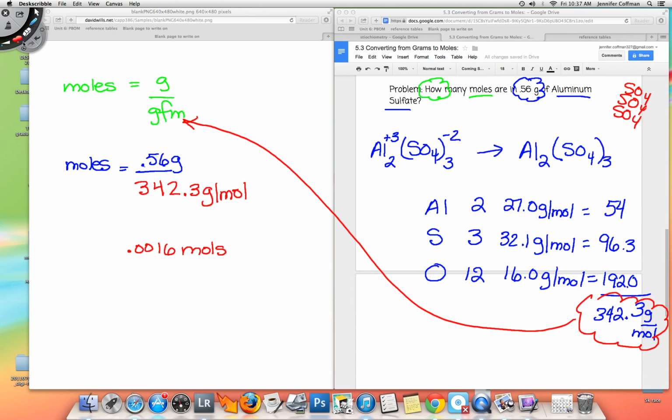So we've got 0.0016 moles. Now if you really want to get fancy, if they ask you to write it in scientific notation, we could write this as 1.6 times 10 to the negative 3 moles. Okay, I didn't make a mistake here. The E is optional. You can write M-O-L-S or M-O-L-E-S. Okay, so this one is a little bit more complicated, but I think we did a pretty good job with it. This is what I want to see on your paper. I want to see all of this work. Okay, on to the next step.